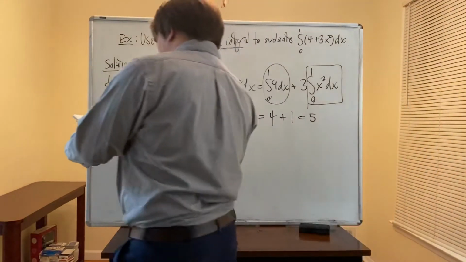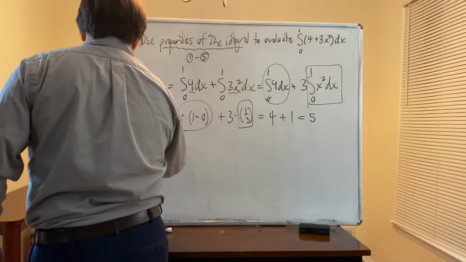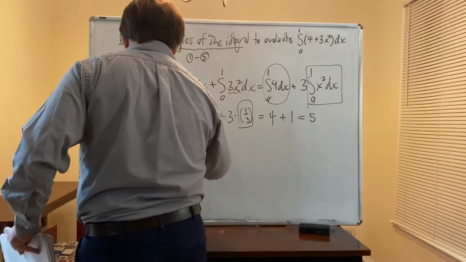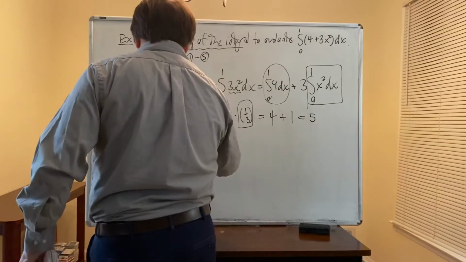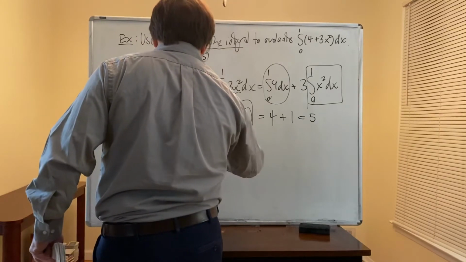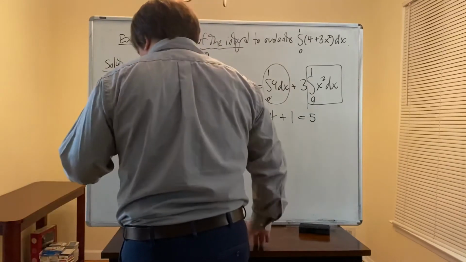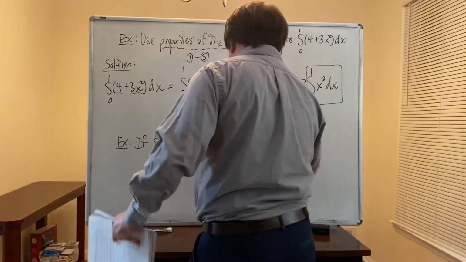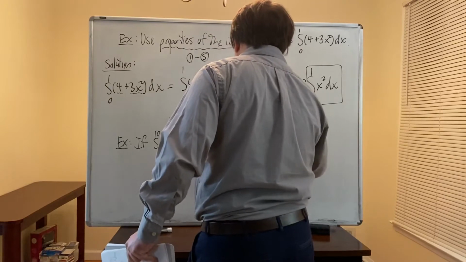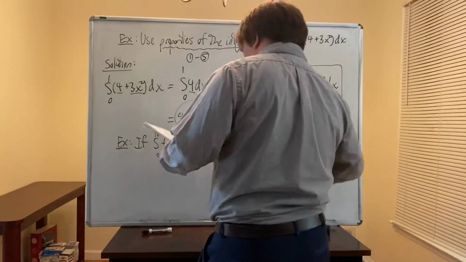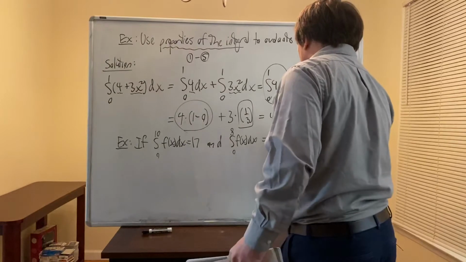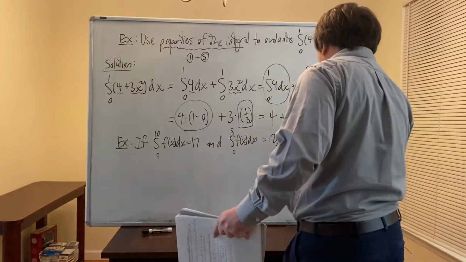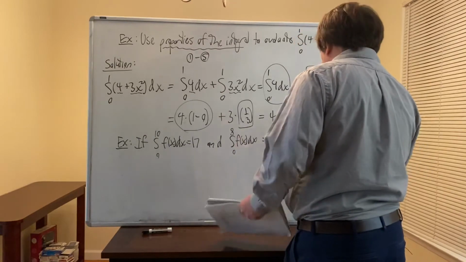Another example is: if the definite integral from 0 to 10 of f of x dx is 17, and the definite integral from 0 to 8 of f of x dx is 12, find the definite integral from 8 to 10 of f of x dx.